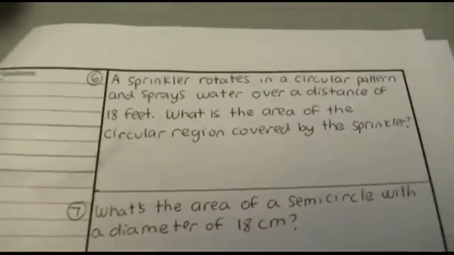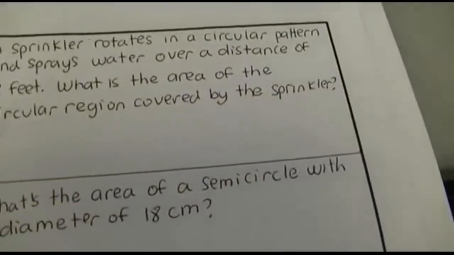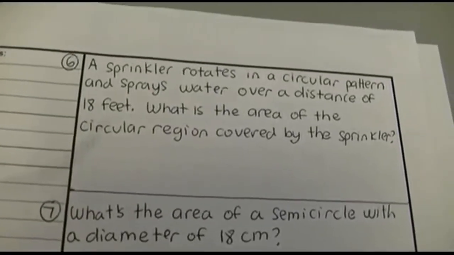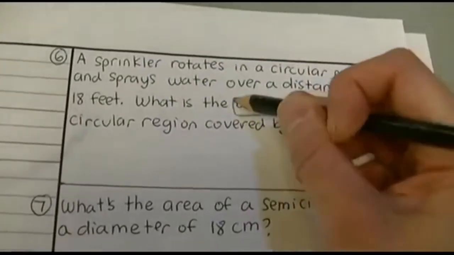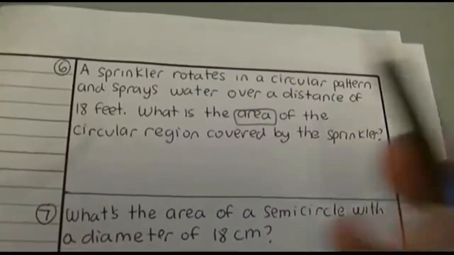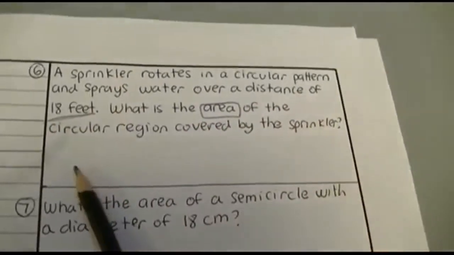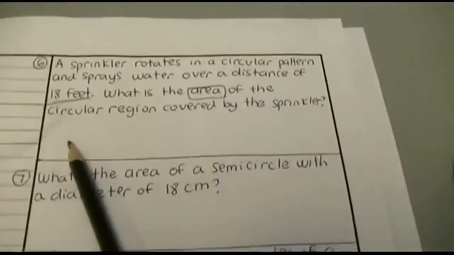All right, this next problem, it says a sprinkler rotates in a circular pattern and sprays water over a distance of 18 feet. What is the area of the circular region covered by the sprinkler? So it's spraying water over a distance of 18 feet. So here's a little example. I Googled like an aerial view of a sprinkler. And I don't know if you could see it. Okay. I'm going to show you to give you the hint.